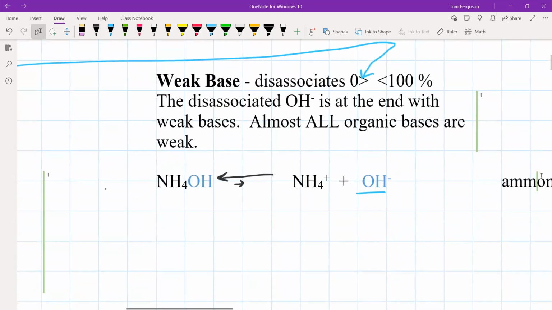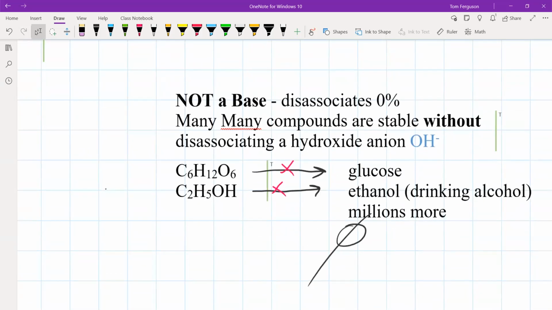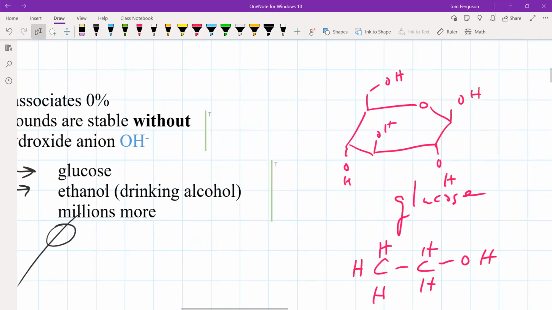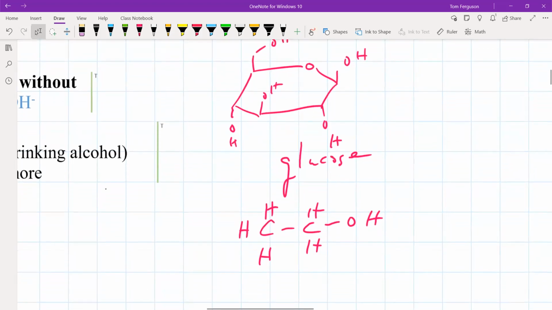Then let's talk about weak bases. Weak bases are just like weak acids. They dissociate less than 100%, and most bases are weak bases. And then there are non-bases. Because it has an OH group, it may be a base and it may not be. For example, glucose. This is what glucose looks like. Glucose has a lot of OH groups. Ethanol, drinking alcohol, has an OH group. Neither one of these is a base because the OH doesn't come off.